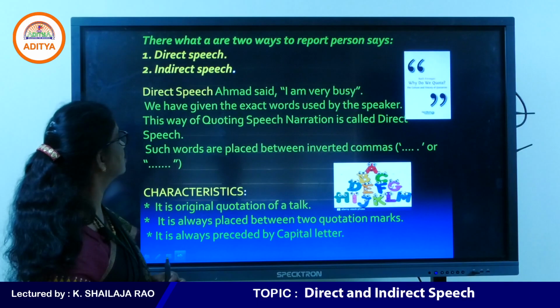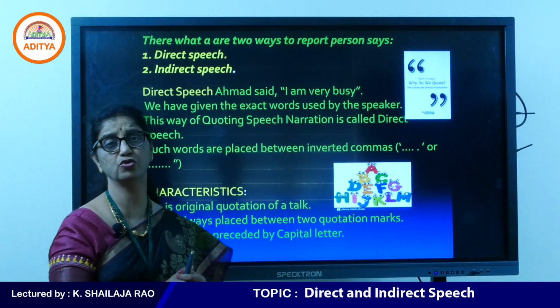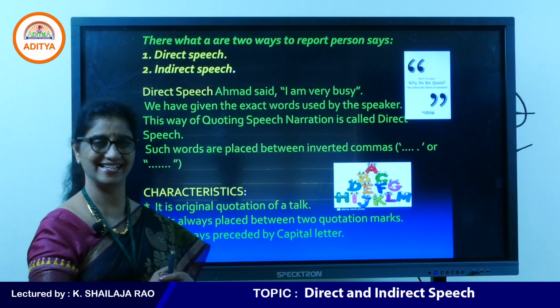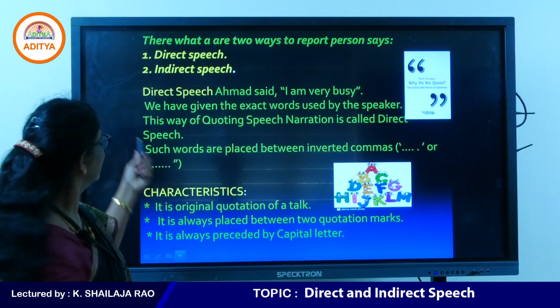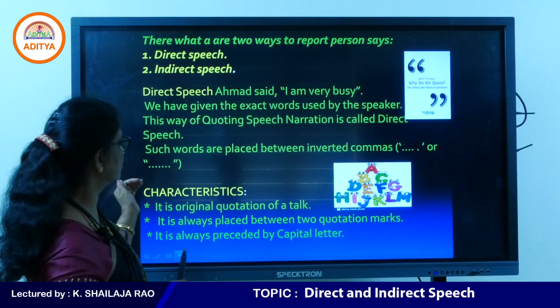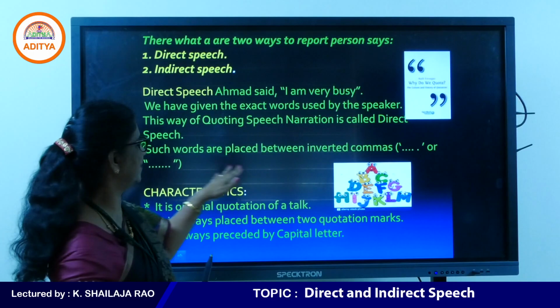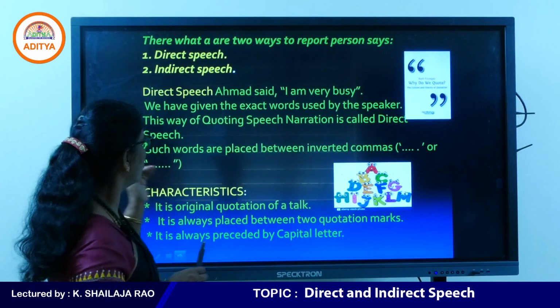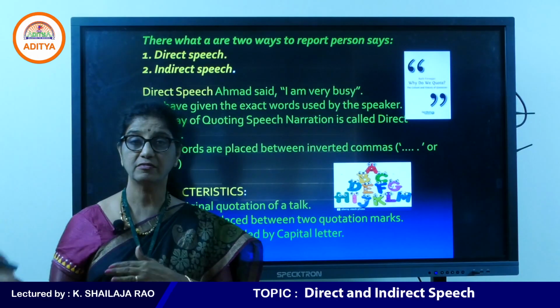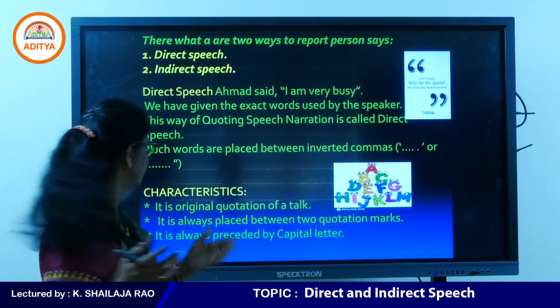So there are two ways to use reported speech. We all know that, direct and indirect, right? So direct speech, I'm very busy, and how would you use that? Whatever you're quoting from someone, placed between quotation marks, is called direct speech. When you're repeating something, it's called indirect speech.